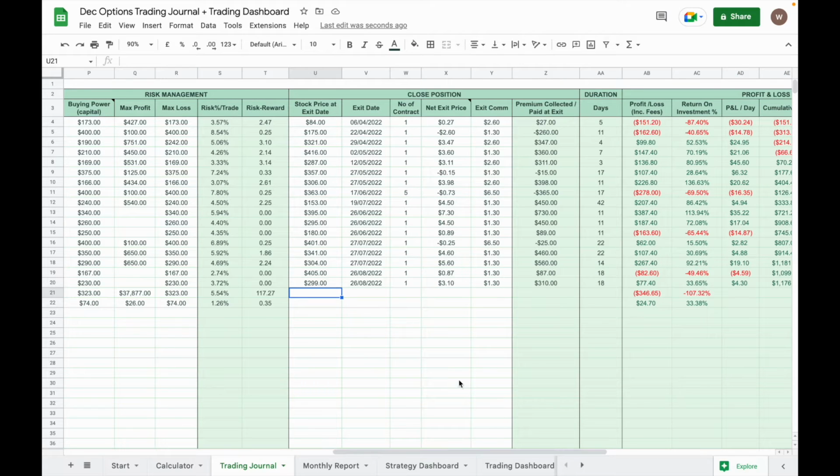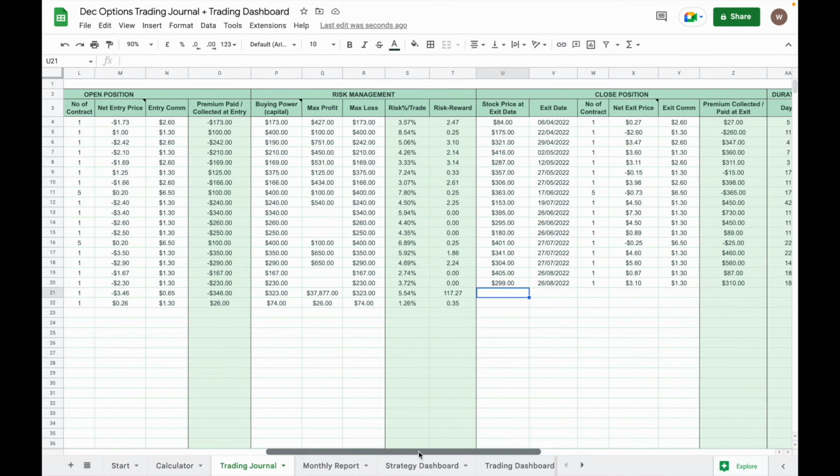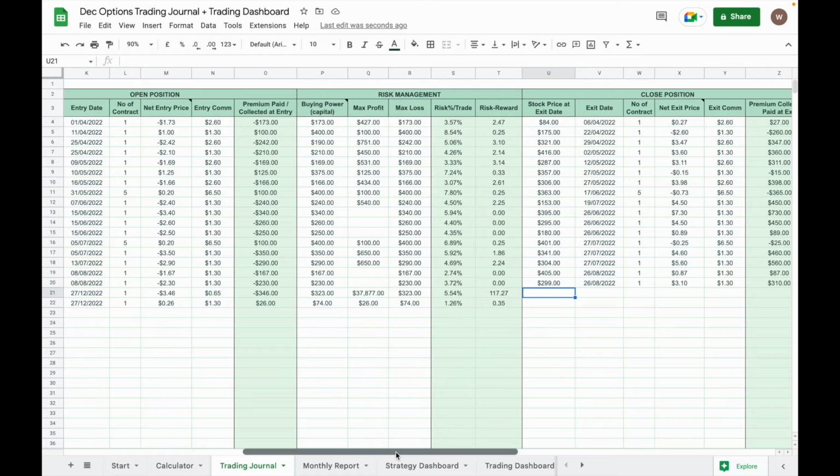So when you close the position, you also need to key in the trade details here. Let's say I close the trade around 3rd of January and the stock price goes down until 370. Just doing it as an example.